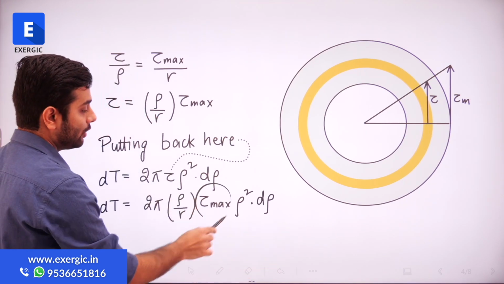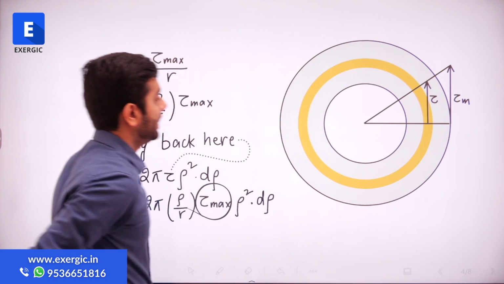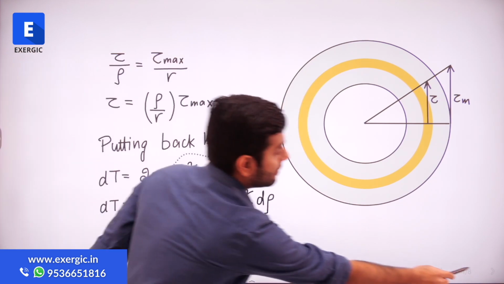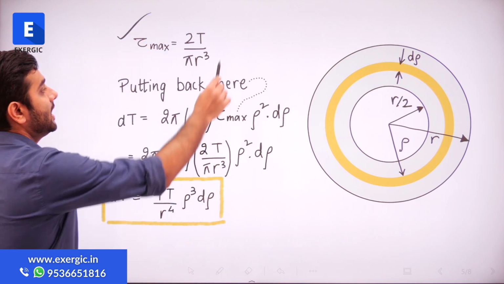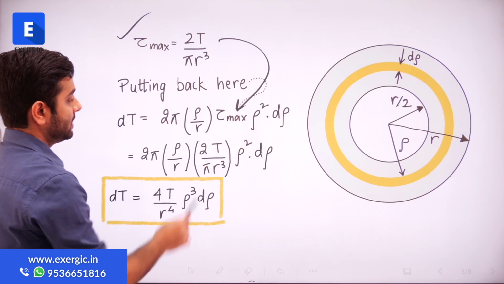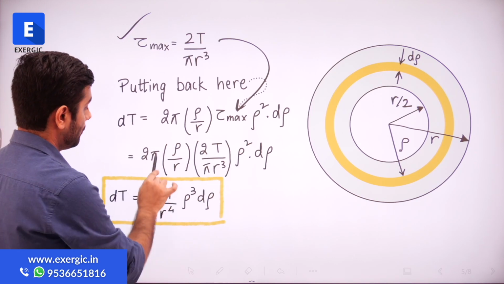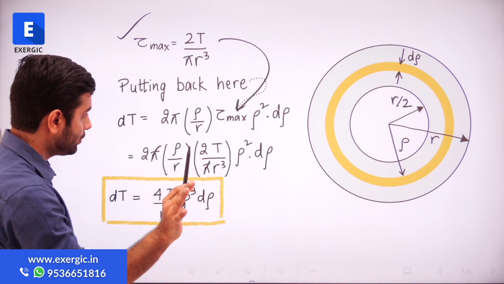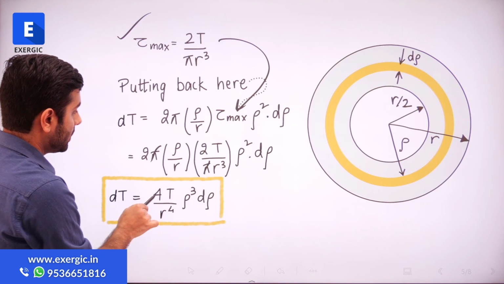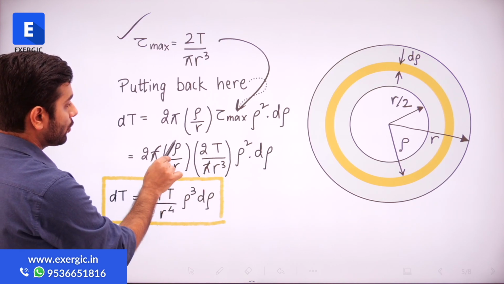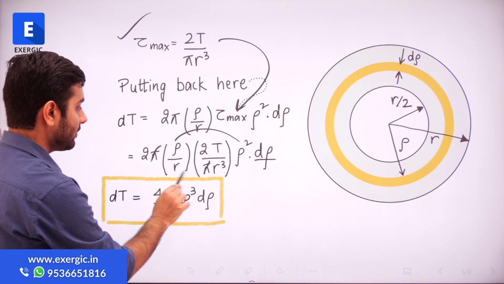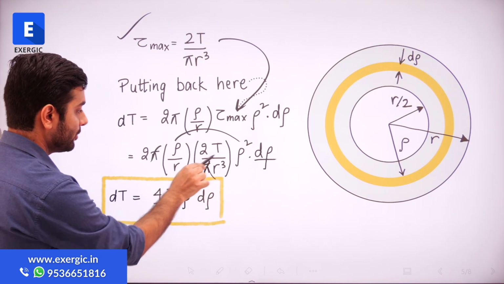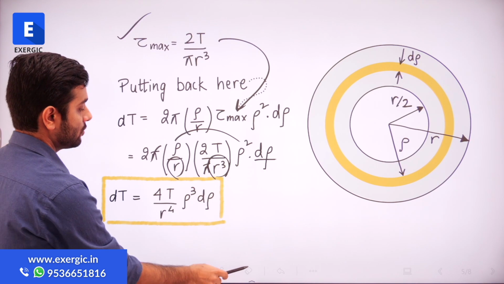So that value we are going to put here, as I have shown here, the tau max expression. And if we put it back here, then this is the expression that we will get. Now pi and pi will cancel out. 2 multiplied by 2 will become 4. T will come here, rho multiplied by rho square will become rho cube, dt will stay here, and the denominator will have r to the power 4. Cube is present and an additional r is also there.